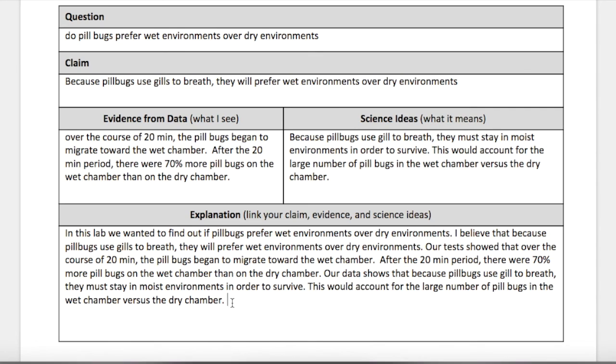Our final conclusion would read, in this lab, we wanted to find out if pill bugs prefer wet environments over dry environments. I believe that because pill bugs use gills to breathe, they will prefer wet environments over dry environments. Our test showed that over the course of 20 minutes, the pill bugs began to migrate towards the wet chamber. After the 20-minute period, there were 70% more pill bugs on the wet chamber than on the dry chamber. Our data shows that because pill bugs use gills to breathe, they must stay in moist environments in order to survive. This would account for the large number of pill bugs in the wet chamber versus the dry chamber.